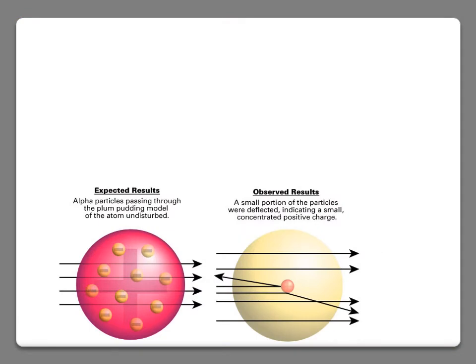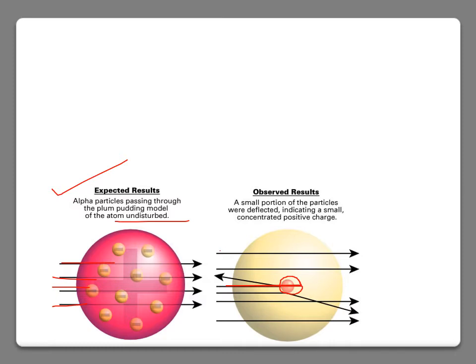Now, what was his expected result? Before the experiment, he expected that alpha particles would pass through the plum pudding model that was given by Thomson, right? So these alpha particles would pass through the plum pudding model of the atom undisturbed. So he expected this: all the particles will pass. But after the experiment, what did he observe? He observed that a small portion of the particles were deflected. And what does it indicate? It indicates a small concentrated positive charge.